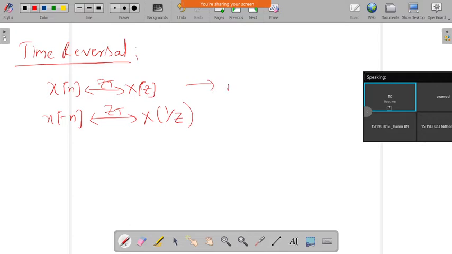Now, if the ROC for this case is r, then in this case it will be 1 over r. So, that is what the time reversal is. Now, we are going to prove this.